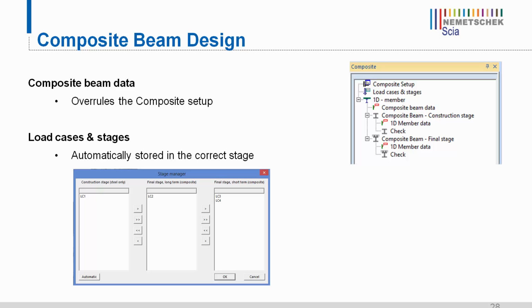For the load cases and construction stages, this can also be viewed in this composite service menu. Here you see that the load cases are automatically stored in the correct stage. So the self weight is for the construction stage. All the permanent loads are going to be assigned to the final stage long term, and all the variable loads are going to be assigned to the final stage short term.